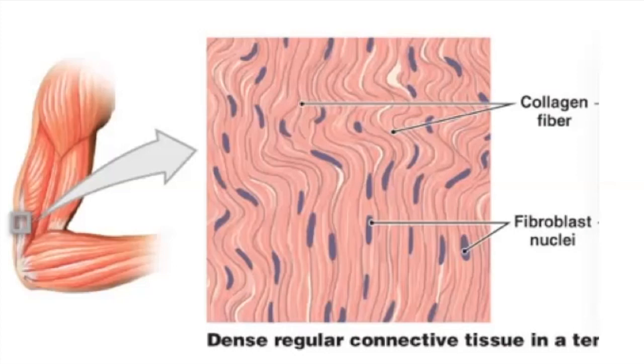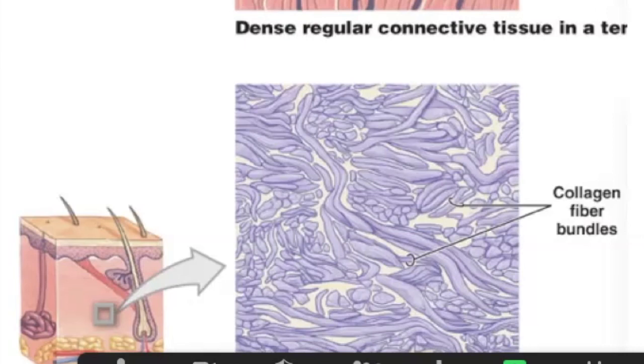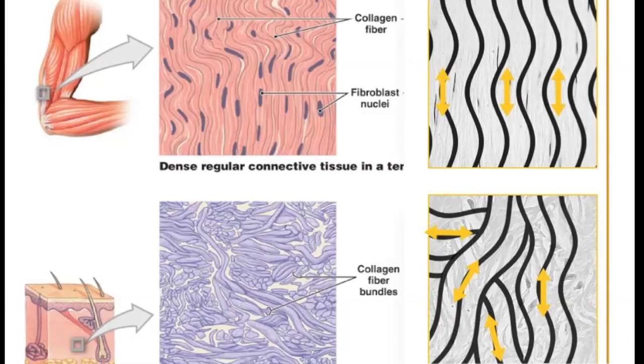So here's your dense regular, all arranged in regular fibers. Whereas these, since they're going in different directions, some of them are going to be cross sections, some of them are going to be longitudinal sections. All of these are arranged in this way, so if you pull on a tendon, it's super, super strong. But tendons and ligaments are usually experiencing a particular line of force.